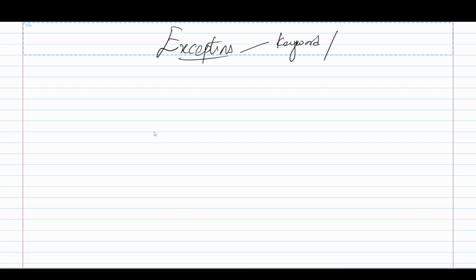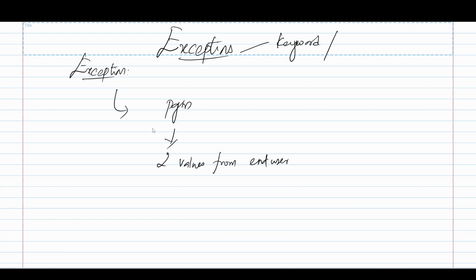Now let's get into this video. Now we need to see when this term exception will come into picture. So for that, we're going to see an example. We have a program. This program will get two values from the end user, let's say a comma b, and it's going to divide a by b. Then it's going to print the values.